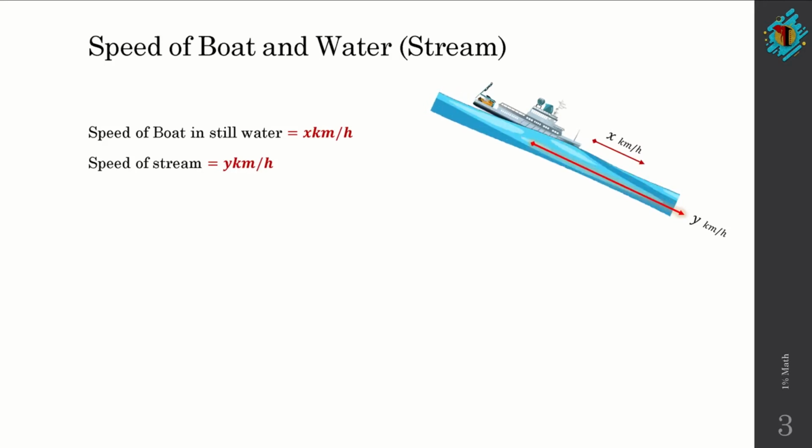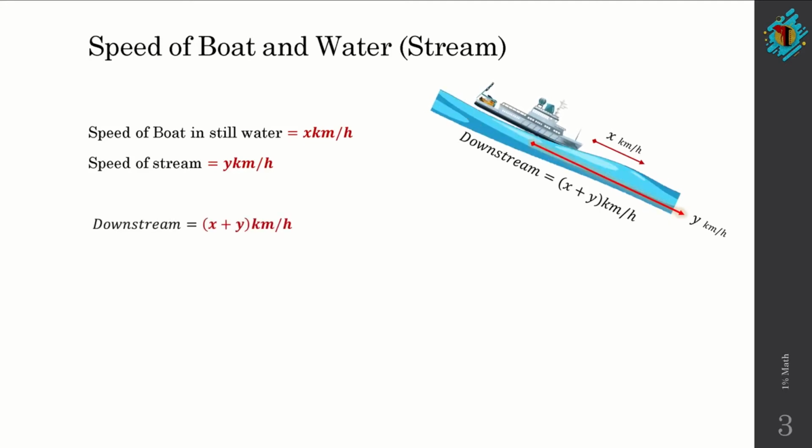So in this case, the speed of the boat increases. That means it becomes the speed of the boat plus the speed of the stream. That means it becomes x plus y km/h. So let us mark it like this. Downstream is equal to x plus y km/h. Let us go to the next case.